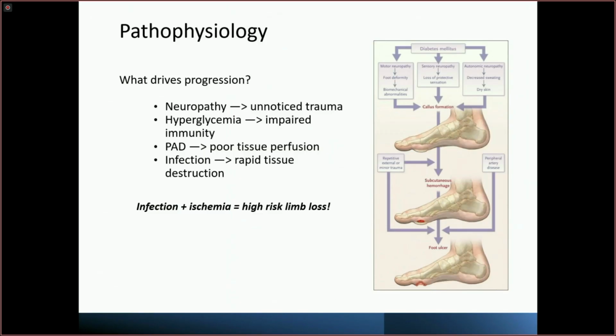This is a perfect storm. Neuropathy leads to loss of protective sensation. Hyperglycemia impairs the immune response, as well as peripheral arterial disease limits tissue perfusion. When infection enters this environment, it progresses very rapidly, and critically, infection plus ischemia doesn't just add to the risk, it actually multiplies it.